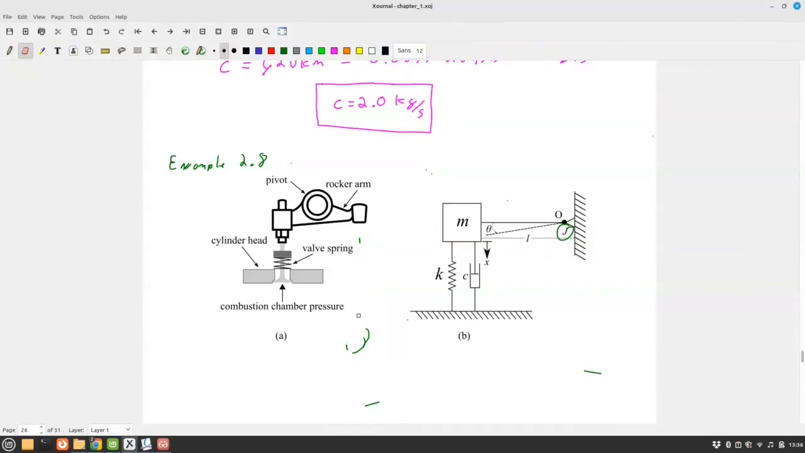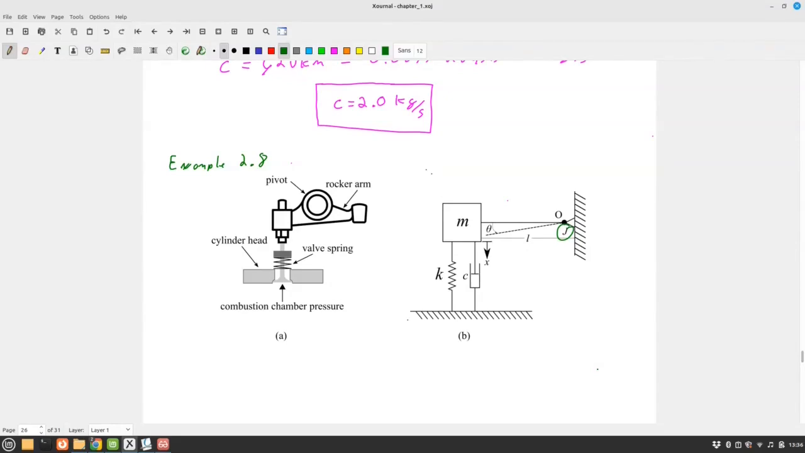And so we need to find the natural frequency of it, because it makes sense that we might not want to run an engine around the natural frequency of our components, because it will cause our components to resonate and fall apart. So that would be an issue.